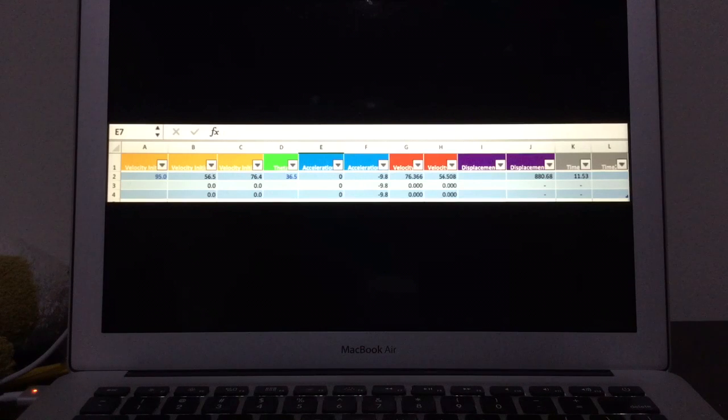Isabella and Monica, we made a calculator in Excel that shows velocity initial and final, theta, acceleration, velocity, displacement, and time. These elements are used in the calculator to show how an object in motion is affected through a formula represented in the Excel.